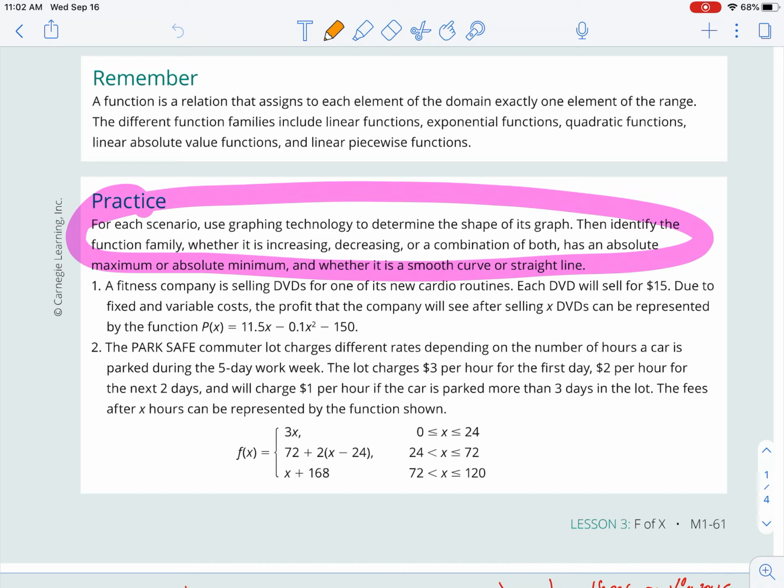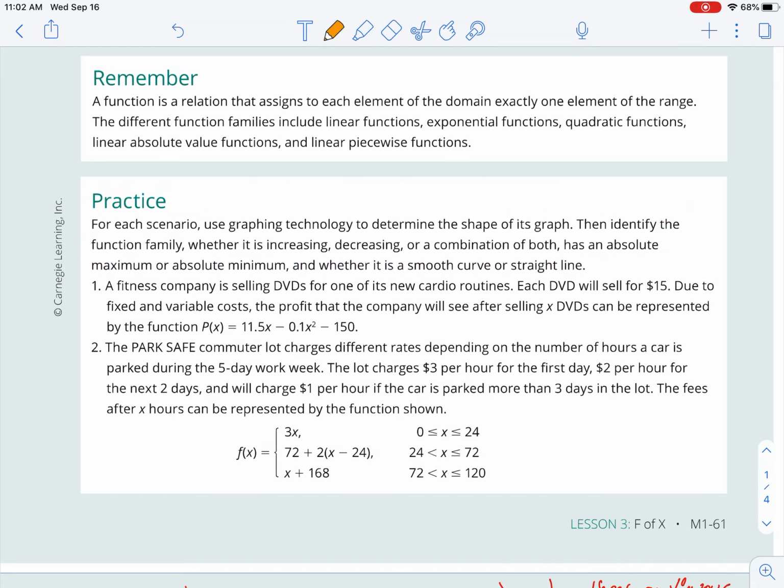Okay, let's do practice 1 and 5 in tonight's assignment. All right, practice 1, just like we said yesterday, we want to graph this out and then determine the shape of the graph and what type of graph function family it's in, increasing, decreasing, combination, and if it has any maxes and mins as well. So practice 1.